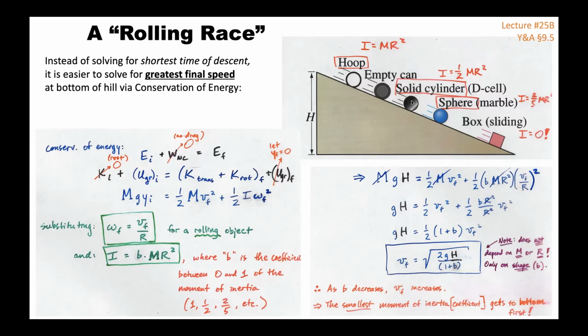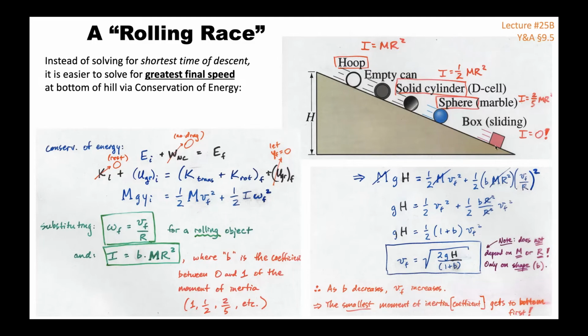But for a solid cylinder, ignore the empty can for a moment, the solid cylinder is 1/2 mr squared. 1/2, pardon me, is the value of that little b, instead of 1 for the hoop. For a solid sphere, it was 2/5 mr squared. And if this cartoon had a hollow sphere, it'd be 2/3 mr squared.